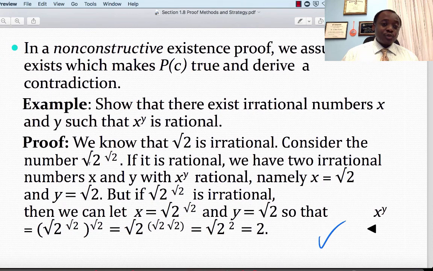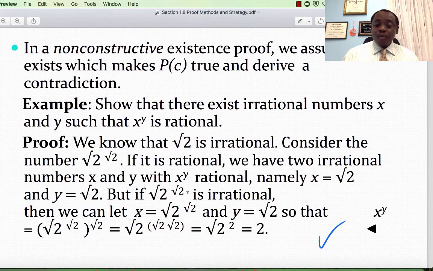But if root 2 raised to the power root 2 is not rational, then it will be irrational. So I call it my x. So x will be root 2 raised to the power root 2. And I set my y to be root 2. Then x raised to the power y would be root 2 raised to the root 2, all of that raised to the root 2, and by simple properties of exponents, that would be root 2 raised to the power root 2 times root 2. But what is root 2 times root 2? It's just 2. And root 2, all of that squared is 2, which is a rational number.